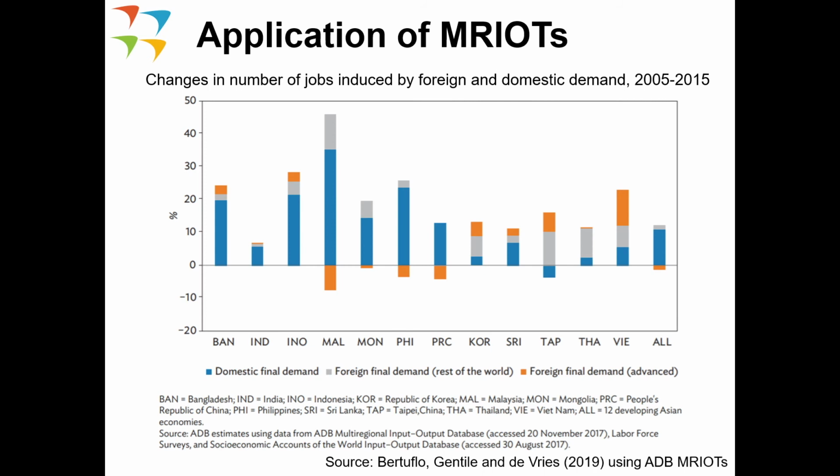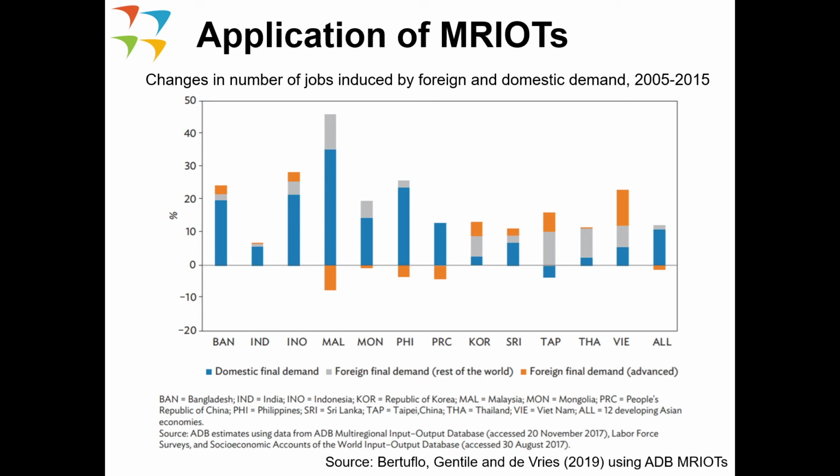Performing structural decompositions at different levels of aggregation, Bertuflo, Gentile, and De Vries analyzed the relative impacts of technology, task relocation, and consumption levels on changes in total employment by country and sector. They have observed that technological change within GVC is generally associated with a decrease in employment across all occupation types, although routine occupations are relatively more affected. Their results show that domestic final demand is associated with an 11% increase in employment for the 12 Asian developing member countries as a whole.